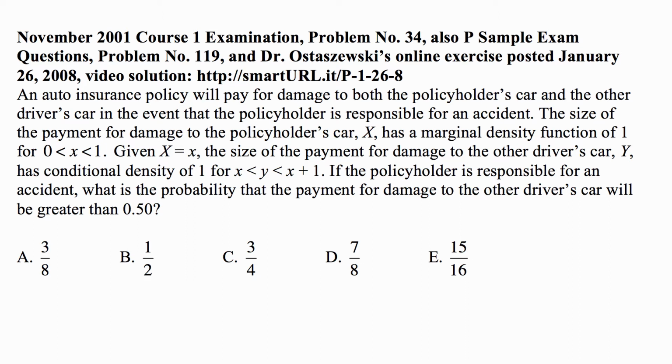Given X equal to x, the size of the payment for damage to the other driver's car, Y, has conditional density of 1 for Y between x and x plus 1. That's also uniform distribution, but between x and x plus 1. If the policyholder is responsible for an accident, what is the probability that the payment for damage to the other driver's car will be greater than 0.50?